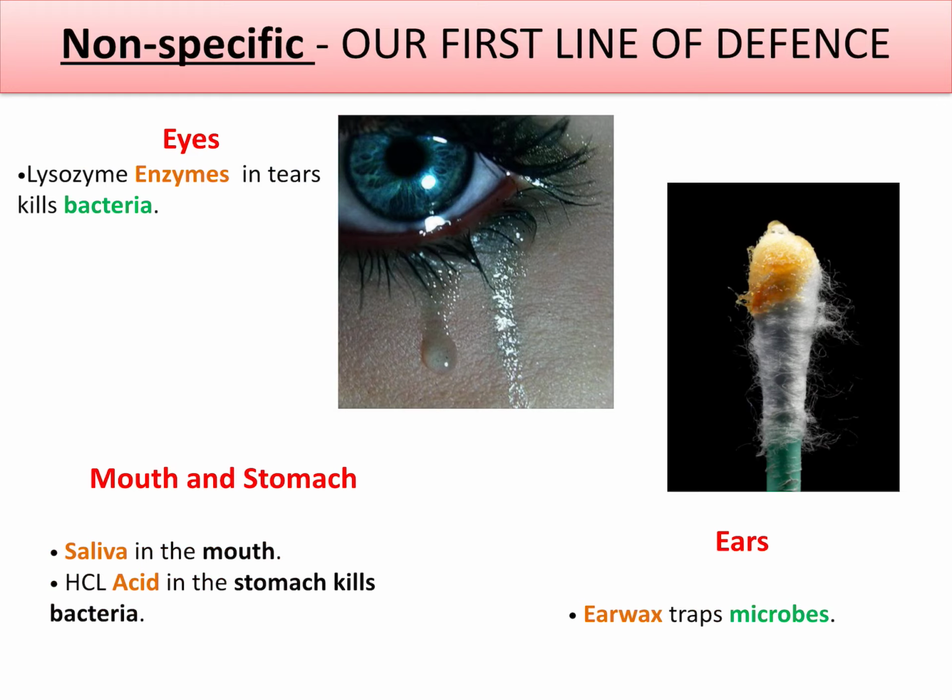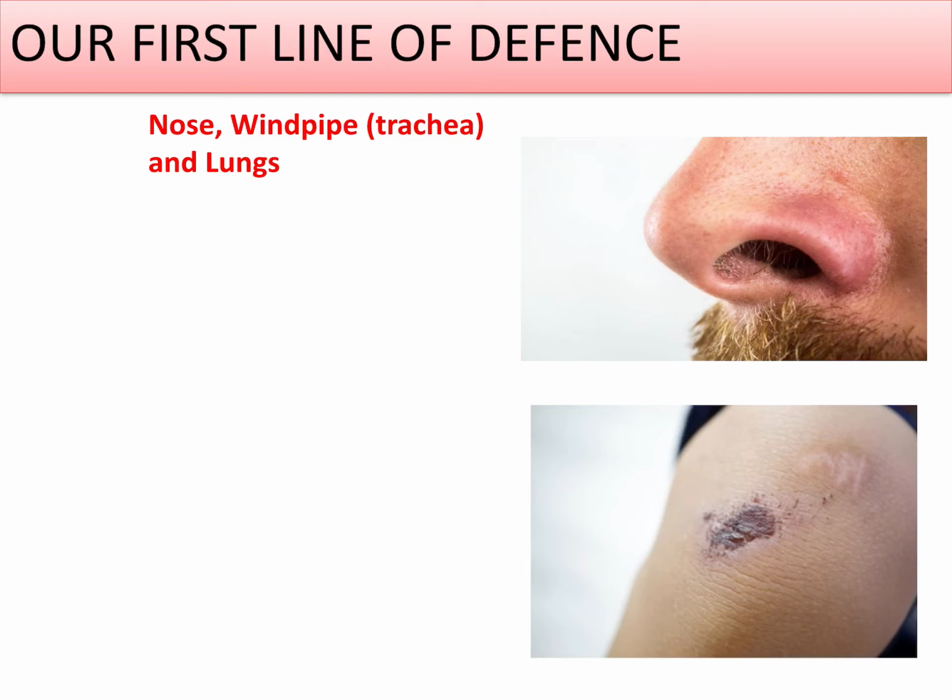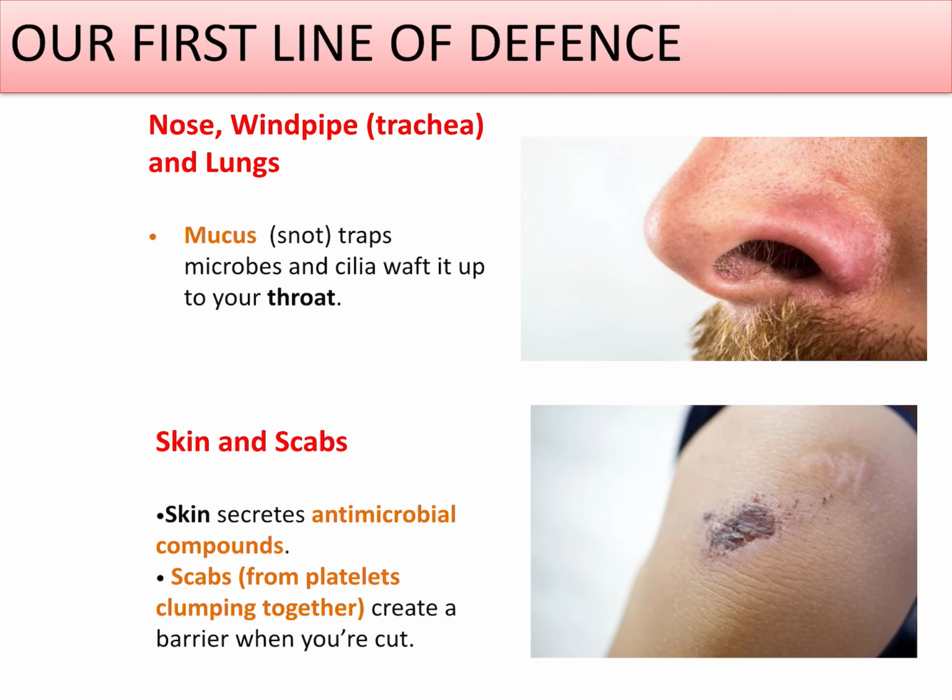Continuing over, there are a few more, and you may have come up with some of these. In our nose, in our windpipe, our trachea and lungs, mucus traps microbes, and the cilia, the small little hairs lining our trachea, help to waft it up towards our throat. So if that pathogen manages to get into our trachea, there'll be little cilia hairs and mucus that can trap the dirt and the pathogens and help to waft them out before they reach our lungs. And quite simply, your skin, your biggest organ, secretes antimicrobial compounds, so it can help to kill off the pathogens before they enter, and scabs as well prevent pathogens getting in at wound sites.